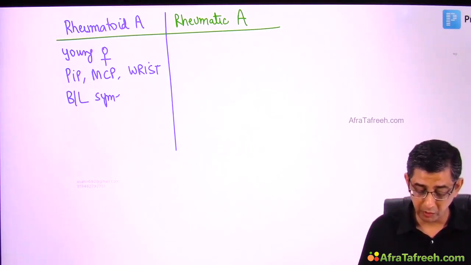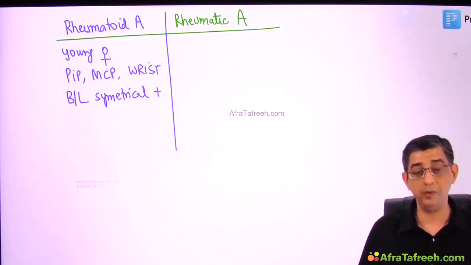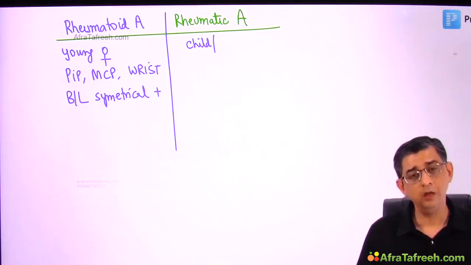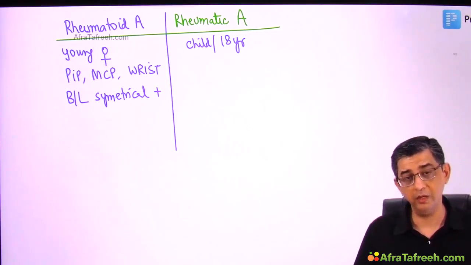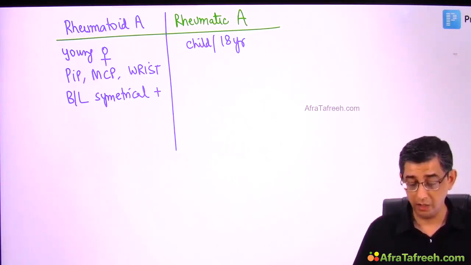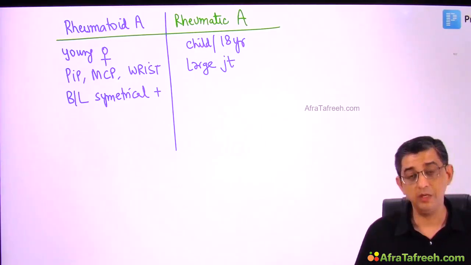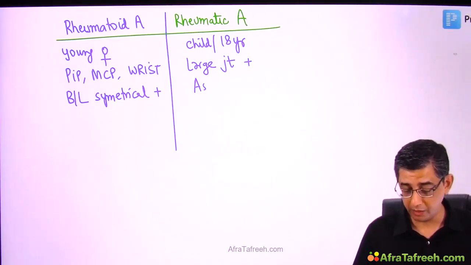And if she's pointing to the left wrist joint, she will obviously point to the right wrist joint also, bilaterally symmetrical. But when it comes to rheumatic arthritis, it will mostly be a child. Can be a person, but will be relatively a younger age group. When I talk about adult, it will be relatively younger. In this case, it will be large joint involvement. And this large joint involvement will be jumping from one joint to another and will not be bilaterally symmetrical.